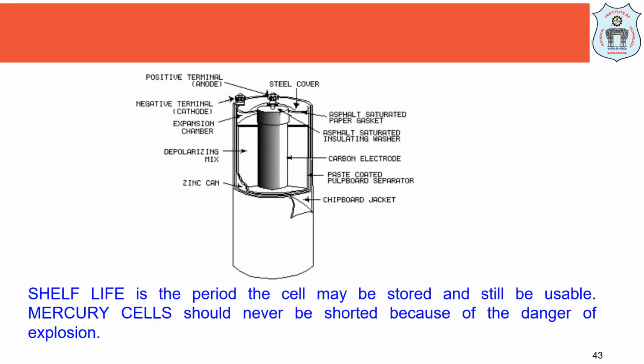So this is a typical one. In a typical dry cell, you can see a steel cover, positive terminal anode, negative terminal cathode, expansion chamber, depolarizing mix, zinc can, chipboard jacket, carbon electrode, asphalt saturated insulating washer, asphalt saturated paper gasket, like that. In childhood, we might have opened a battery to remove all these, and we might have seen it earlier. Okay, every one of us has done it.